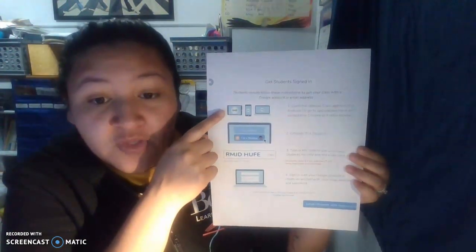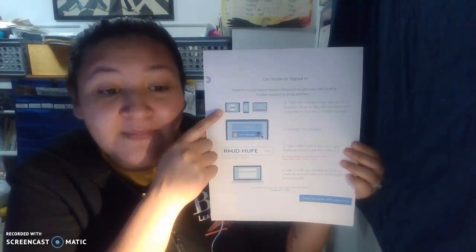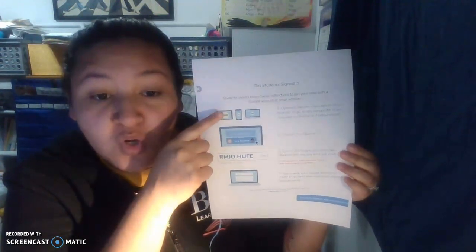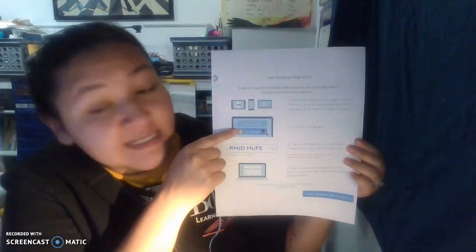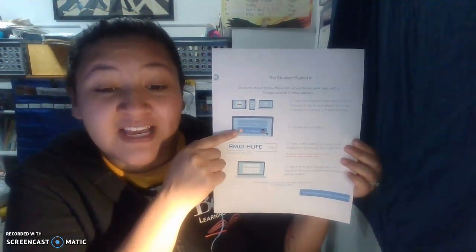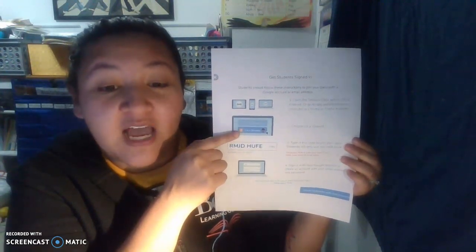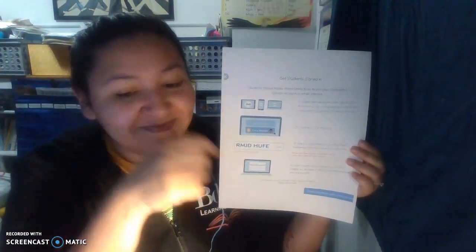So, step one, you are going to open up your iPad and you're going to go to the Seesaw icon and open up the app. Step two, when you're on the app, you're going to pick that you're a student. Click on the I'm a student because you're a student.